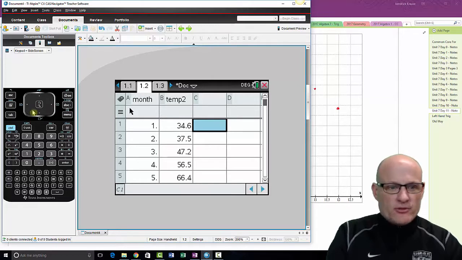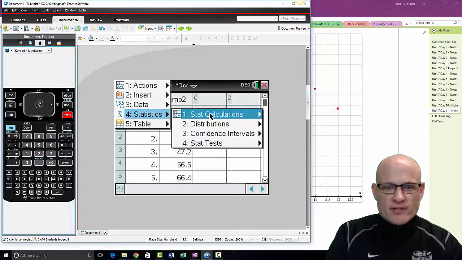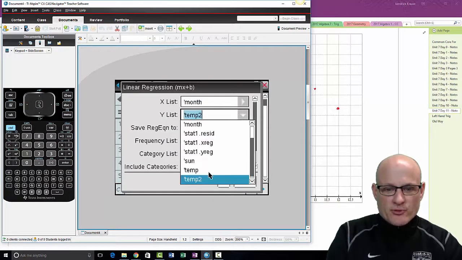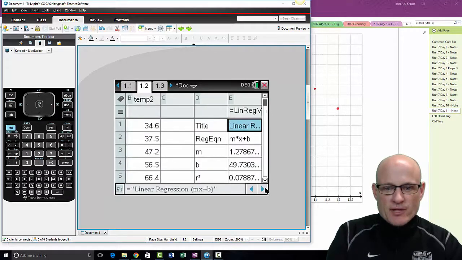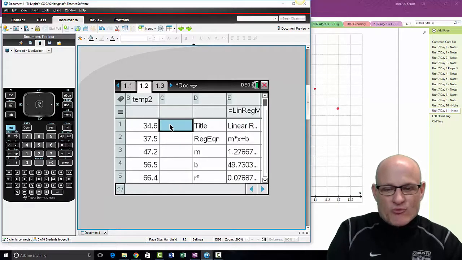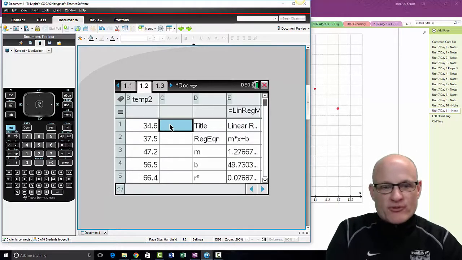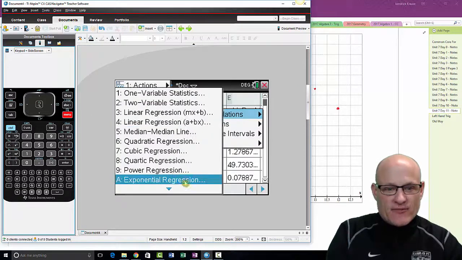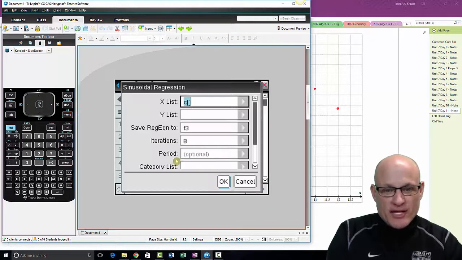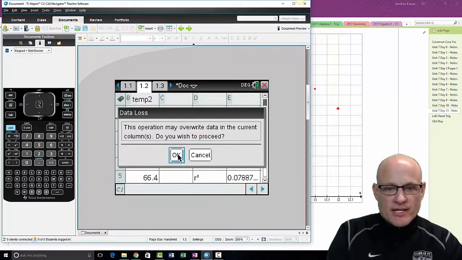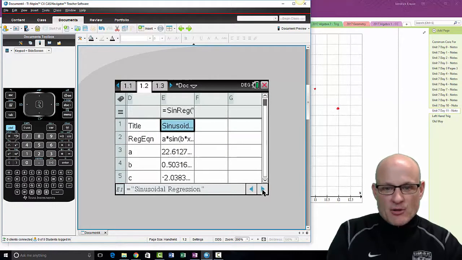We're going to go menu, stats, stat calculations. This is still month. And this one I use temp to. And I used linear regression. Son of a gun. See how dumb that is? I just randomly picked, and then what? Copy those numbers down because that's what I did? No. Menu, stat calculations. I still got to find sinusoidal regression. Pick the right one. Month. Temp 2. Click OK. Yes, overwrite it. Okay. Whew. That would have been dumb to do that.